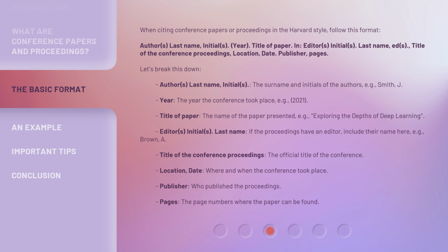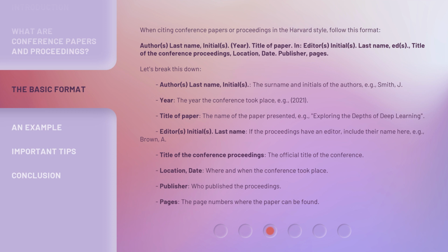Author's last name, initials. The surname and initials of the authors, e.g., Smith, J. Year. The year the conference took place, e.g., 2021. Title of paper. The name of the paper presented, e.g., Exploring the Depths of Deep Learning. Editor's initials. Last name. If the proceedings have an editor, include their name here, e.g., Brown.